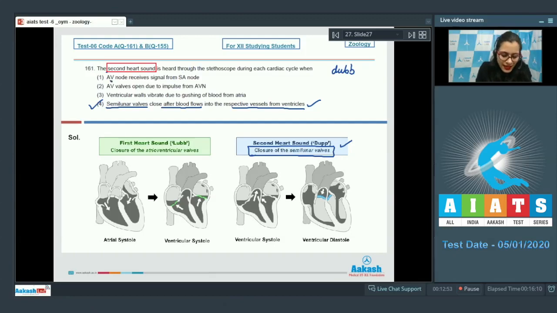The next option is AV node receives signal from SA node, and the next option is AV valves open due to impulse from AVN. These are incorrect options because these events indicate atrial systole, and during atrial systole there would be opening of AV valves or atrioventricular valves, and it will not lead to the production of second heart sound. The next option is ventricular walls vibrate due to gushing of blood from atria, and this is also an incorrect option. The first heart sound, on the other hand, is heard when there is closure of atrioventricular valves. So the correct answer to this question is option number 4. Now let's move on to the next question.